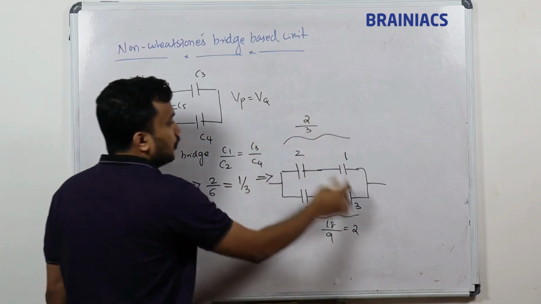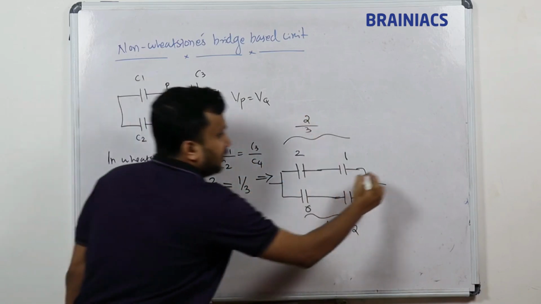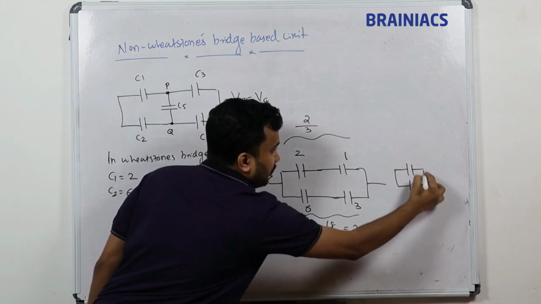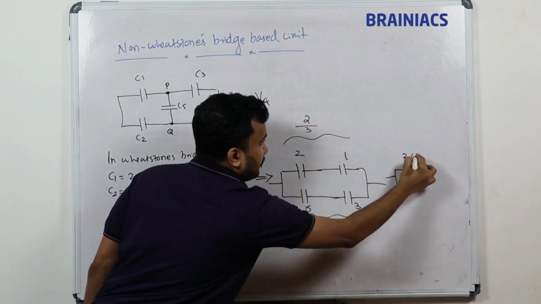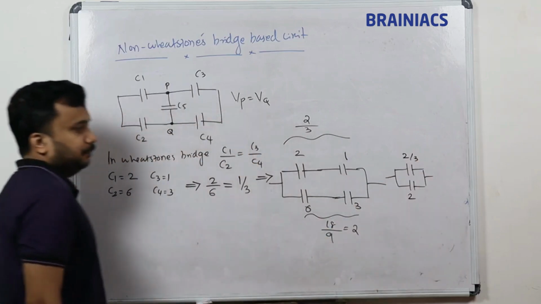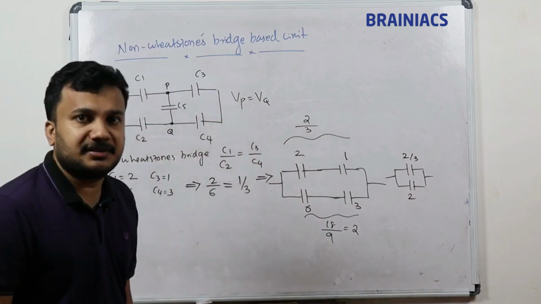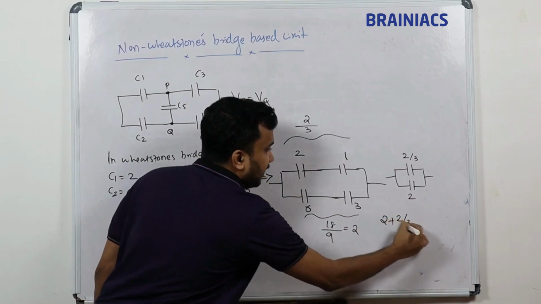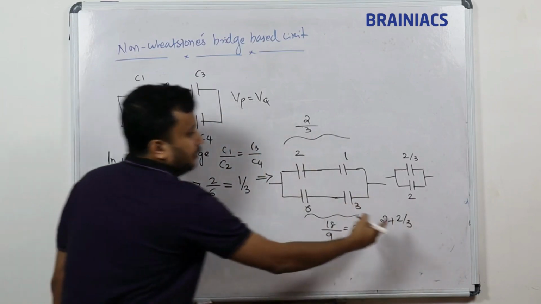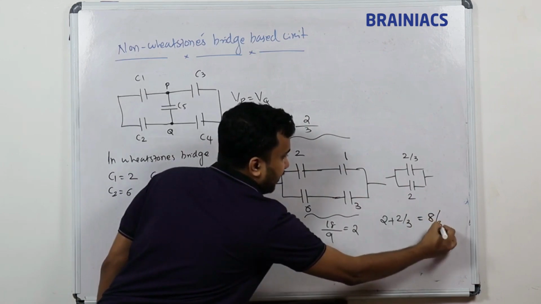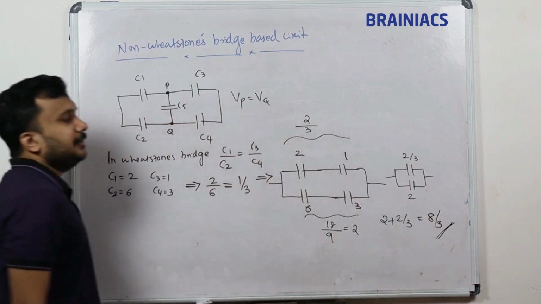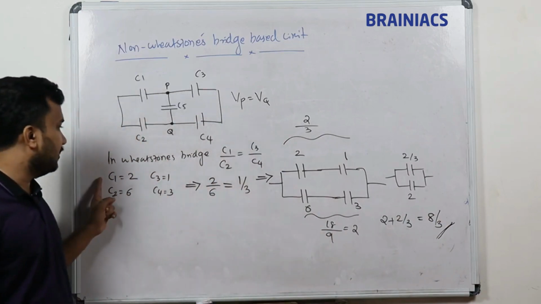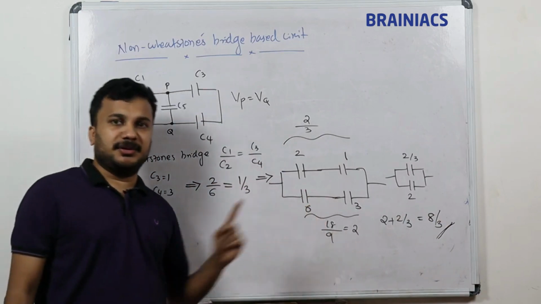Now these 2 and 2 by 3. If I am drawing the next circuit, we have two capacitances which are in parallel. Top one is 2 by 3, bottom one is 2. Now these two capacitances are in parallel connection. We have to find the equivalent: 2 plus 2 by 3, C1 plus C2. So it becomes 6, so the answer is 8 by 3. So 8 by 3 is the equivalent capacitance of this structure, provided it has these values.